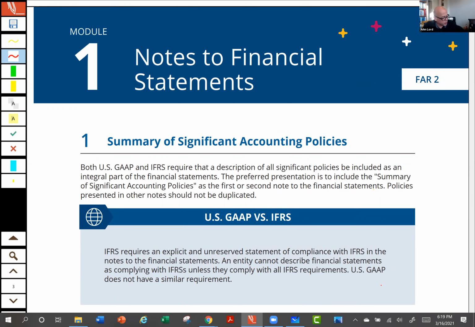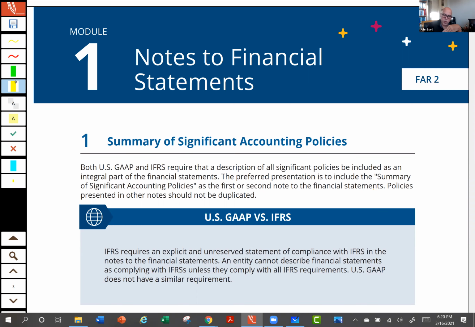Okay, so let's go ahead and take a look at this first module, notes to financial statements. Now, there are a bunch of disclosures that have to happen in a set of financial statements, and we're going to talk about these throughout the book, as we talk about when you need to disclose something, for other comprehensive income, for example.